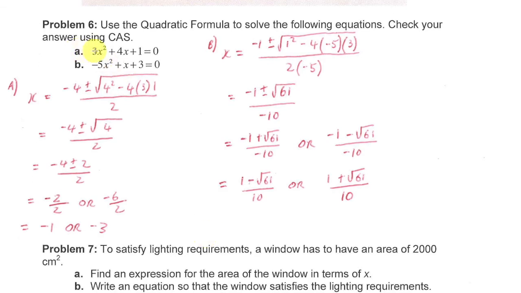So in question A, we've got this quadratic equation. The a is 3, the b is 4, and the c is 1. We just plug them into the rule and keep working your way down, and we'll come up with solutions of -1 and -1/3. For b, a is -5, b is 1, c is 3. Again, we just plug in those values into the rule and we produce those two solutions.